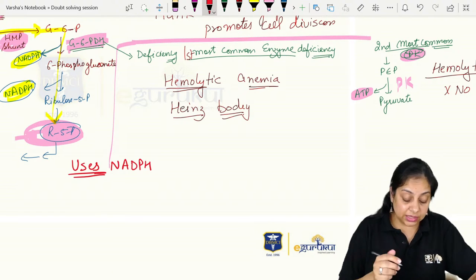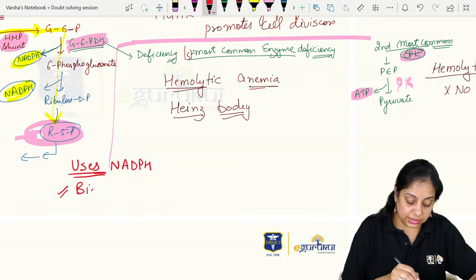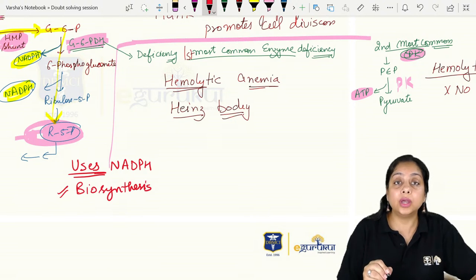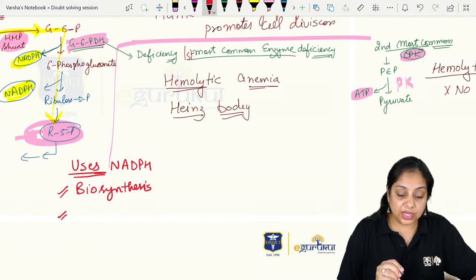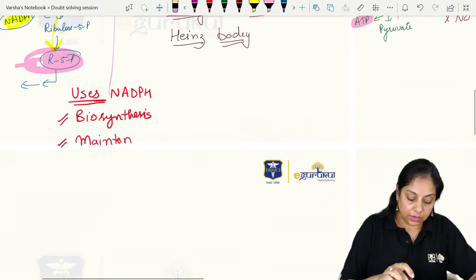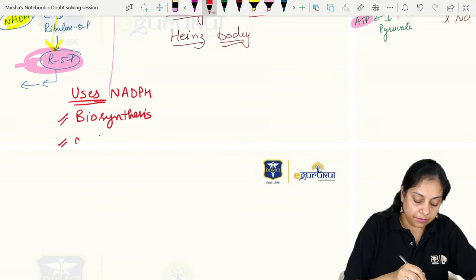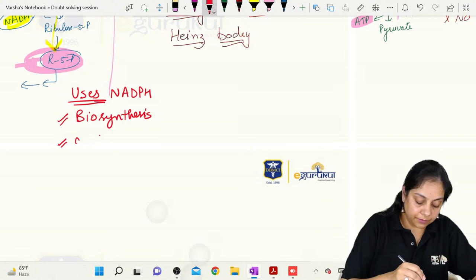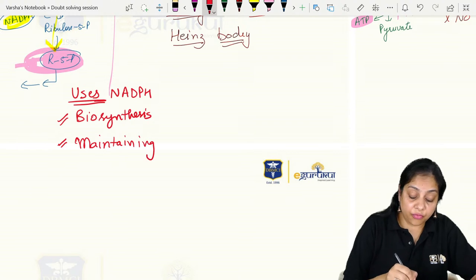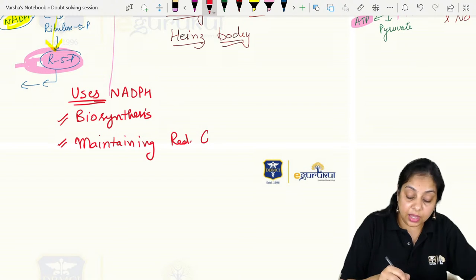The uses of NADPH: it is used in biosynthesis. Right now that is not of our use, because we want to come to the Heinz bodies. Where else do you see it? For maintaining levels of what? Reduced glutathione.